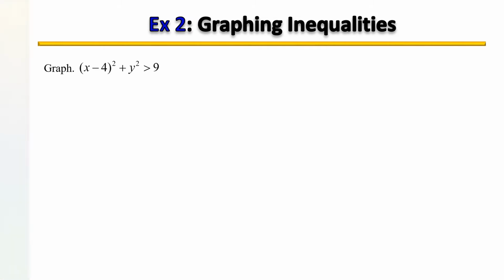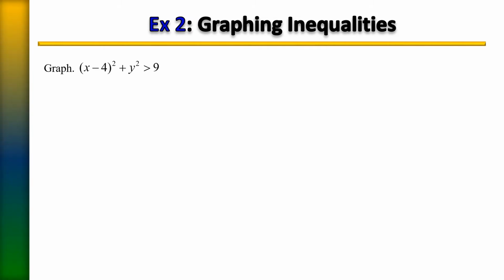In this example, we're given an equation to graph. So if you were to look at this equation with an equal sign and not the inequality statement, you would probably be able to recognize that this is the graph of a circle. And in this circle, it has a center at 4, 0 with a radius of 3. So let's go ahead and sketch that graph.